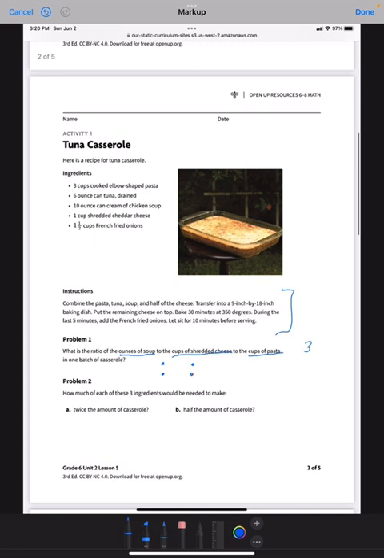Okay, and we're going to now look at our original ingredients. How many ounces of soup did it tell you? 10 ounces, right? So we're going to put a 10 here. What about the cups of shredded cheese? Should be 1. And the cups of pasta. And it should be 3. And that is our original ratio for ounces of soup to the cups of shredded cheese and to the cups of pasta. We have 3 numbers for the 3 items that we needed.